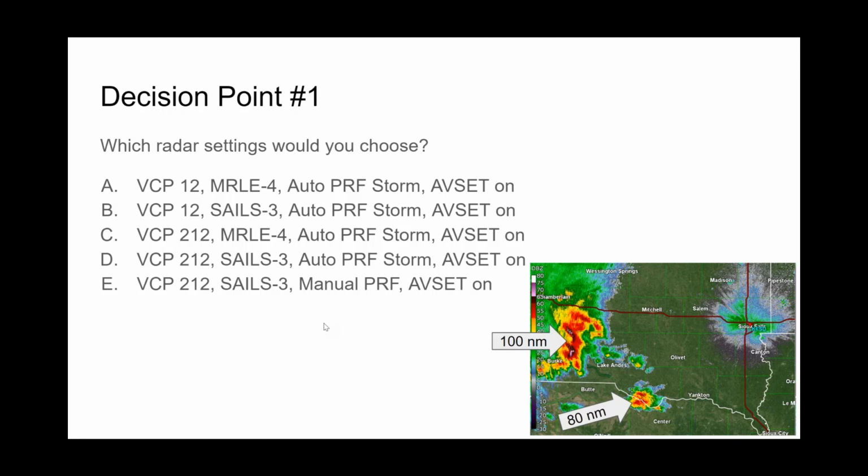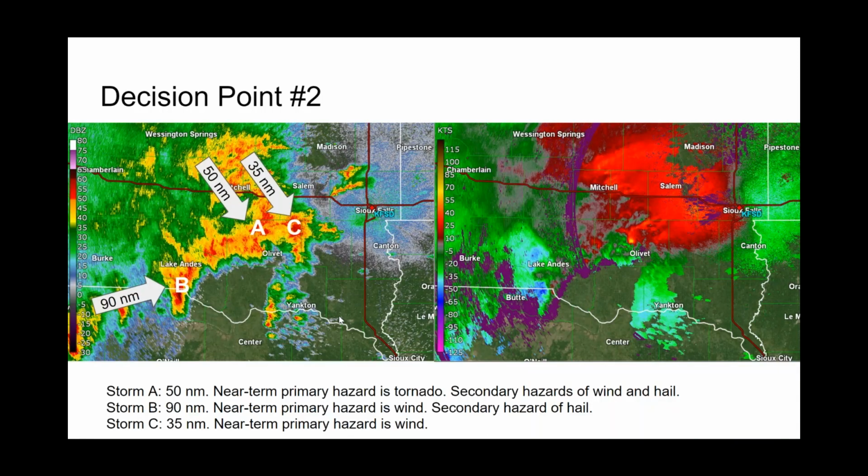It's a give and take. What's more important? Perfect or near perfect data, time, what are your hazards, things like that. So let's move on. The storms have advanced. This is about an hour and a half, 2 hours later. So we've taken quite a jump. And we've now got storms A, B, and C.